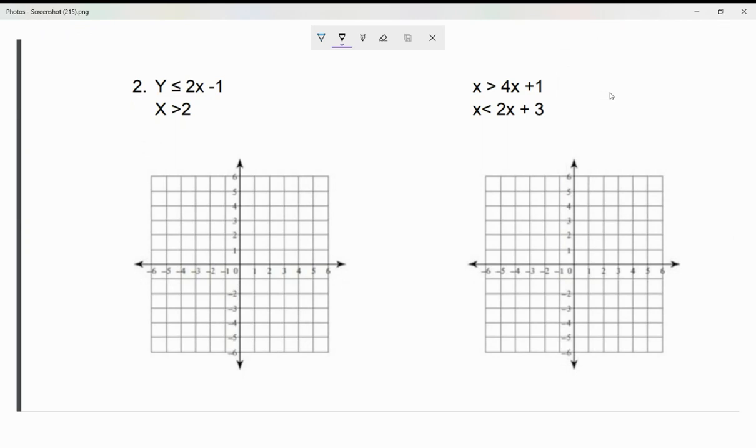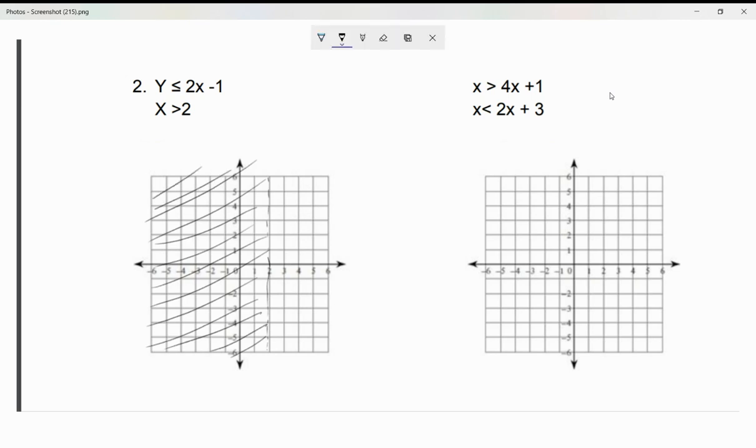Okay, so this one is getting slightly more complicated, but it's not that bad. Okay. So we're just going to do what we did last time. x is greater than 2. Dotted line, remember? So dotted line opens up on the left, so we shade to the left.